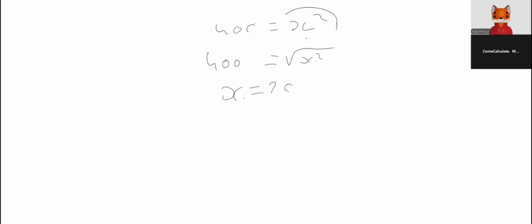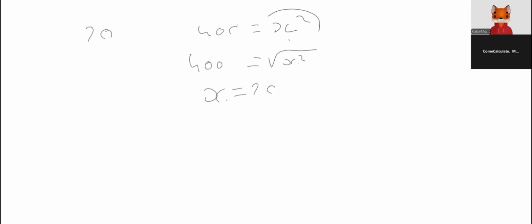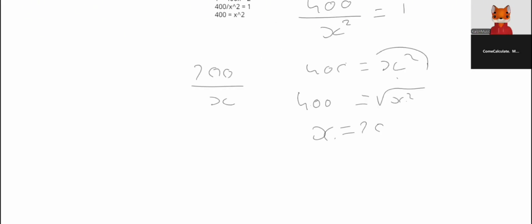Then if we go back to our constraint equation, we have the equation 200 over x equals y. So that means that 200 over 20 equals y. Okay, this is good. So 200 divided by 20 is 10. So y equals 10. Great. Now we know the dimensions for the minimum fencing. They are 20 by 10.